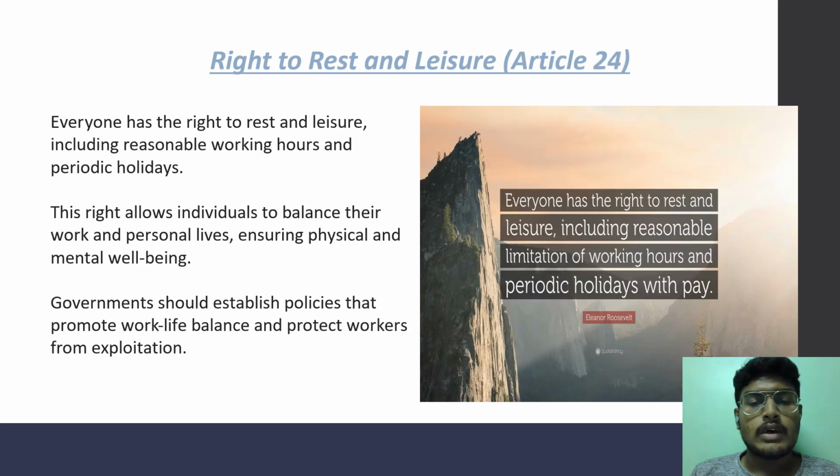And the next is right to rest and leisure, Article 24. Everyone has the right to rest and leisure, including reasonable limitation of working hours and periodic holidays with pay. Everyone has the right to rest and leisure, including reasonable working hours and periodic holidays.